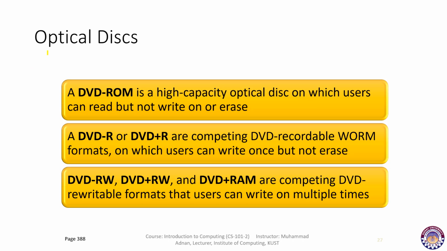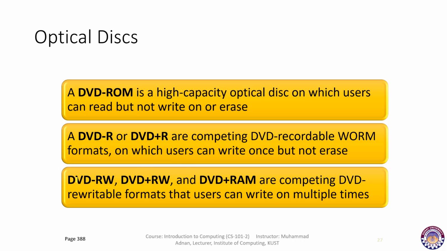Then we have an enhanced form of CDs called DVDs, digital versatile discs. A DVD-ROM is a high-capacity optical disc on which the user can read but not write or erase. So you can read data but you cannot write or modify data. Whereas DVD-R and DVD+R are competing DVD recordable WORM, write once read many times, formats on which the user can write once but not erase.